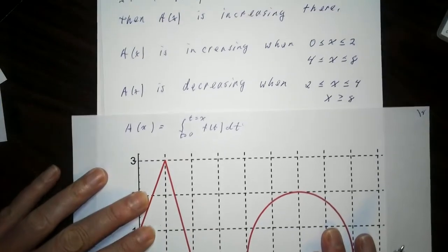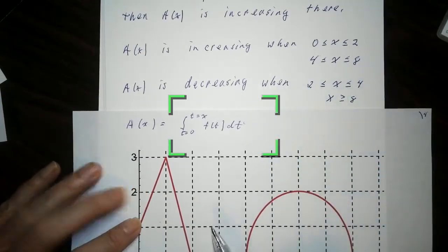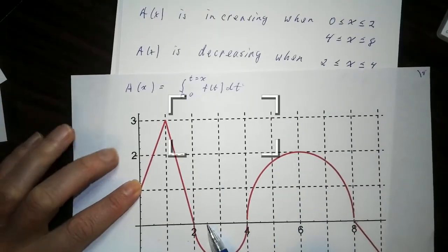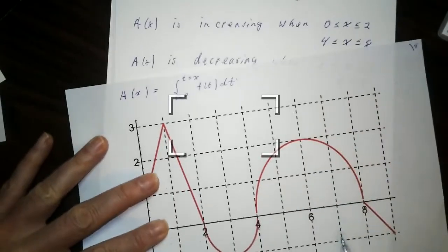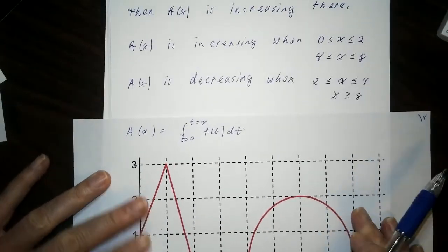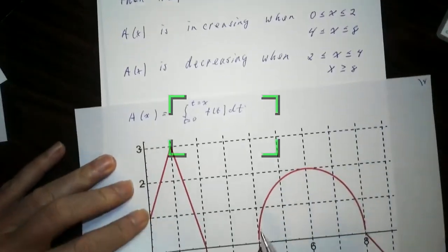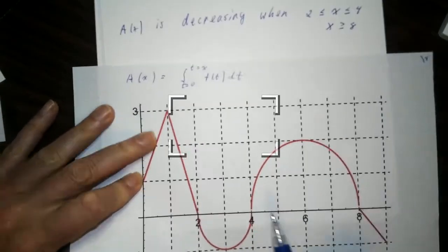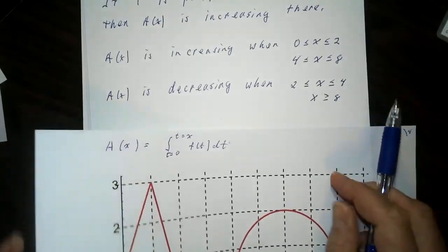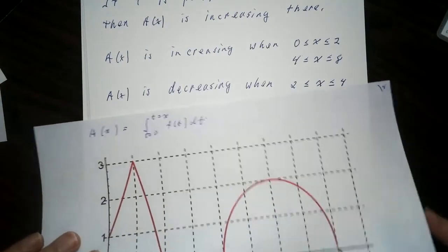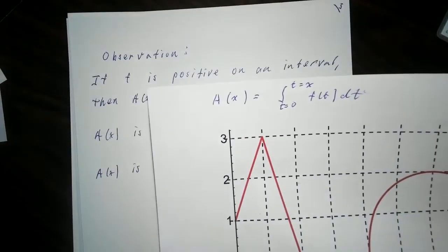Okay, so my area function is increasing if x is between 0 and 2, and from 4 up to 8. My area function is decreasing if x is between 2 and 4, and if x is greater than or equal to 8. Now, let's make another observation.